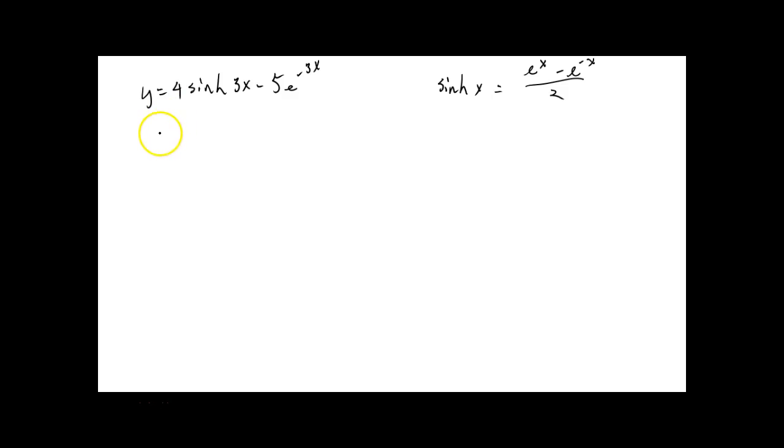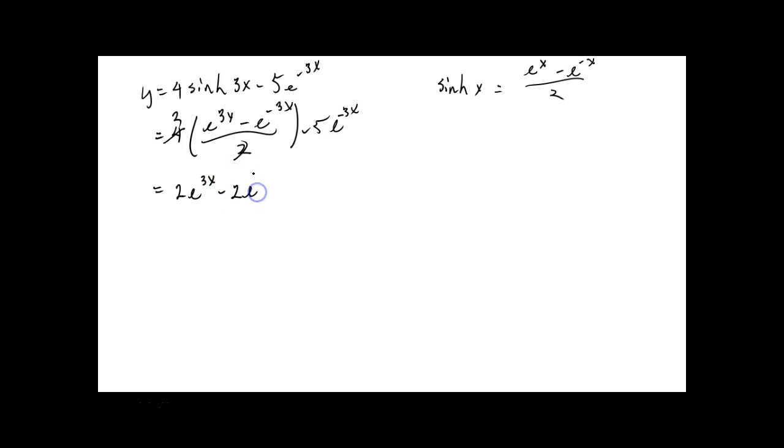It's just, okay, so this will be 4 times e to the 3x minus e to the minus 3x over 2, minus 5 e to the minus 3x, and the 2 will go into 4 twice, so this will be 2e to the 3x minus 2e to the minus 3x minus 5e to the minus 3x, and that will be 2e to the 3x minus 7e to the minus 3x.